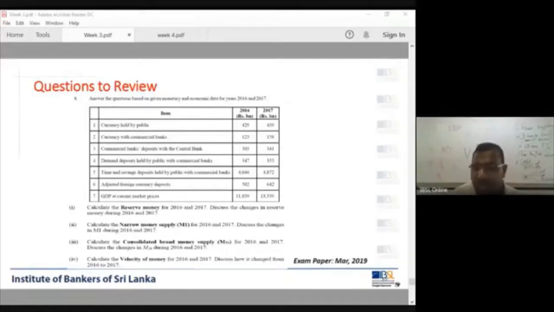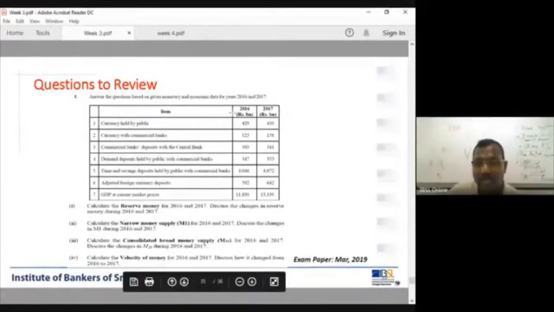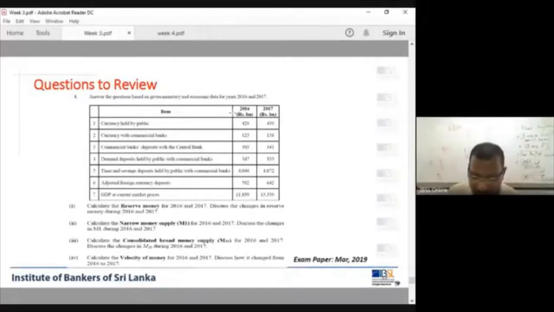So how did you calculate for those 2 years? I mentioned to you very clearly, to calculate reserve money, you take what? Currency in circulation plus commercial bank deposits with the central bank. Do we have currency in circulation given here straight away?